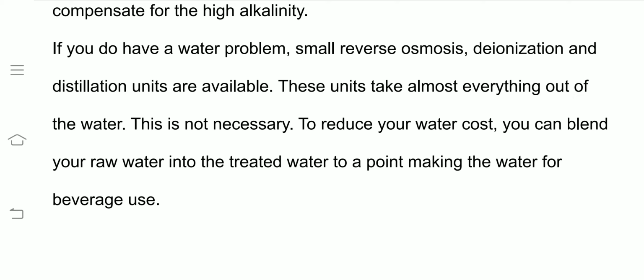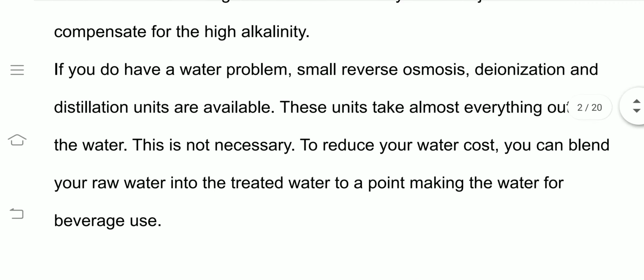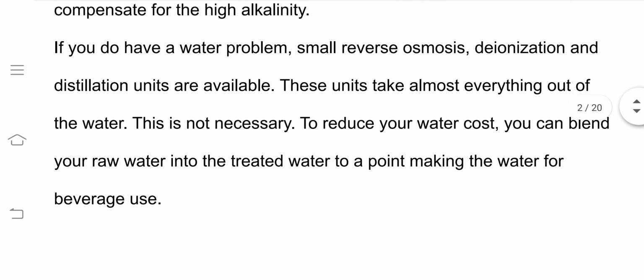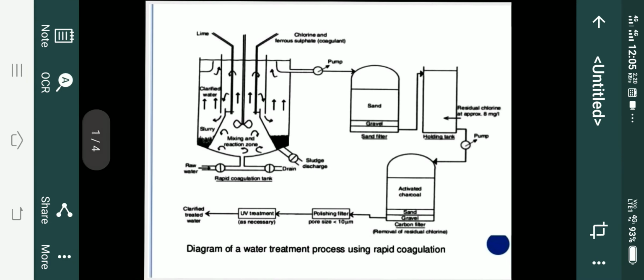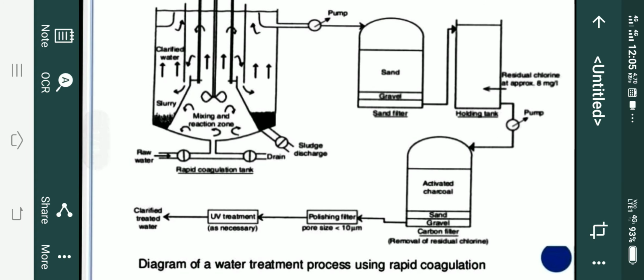So these units take almost everything out of water. This is not necessary for a low cost plant, but for a commercial level plant it is definitely necessary and mandatory. Now, as we can see, this is the diagram of the water treatment process using rapid coagulation.